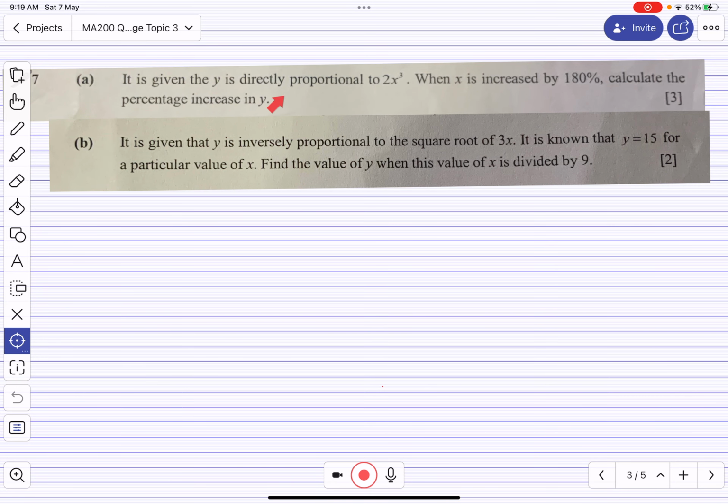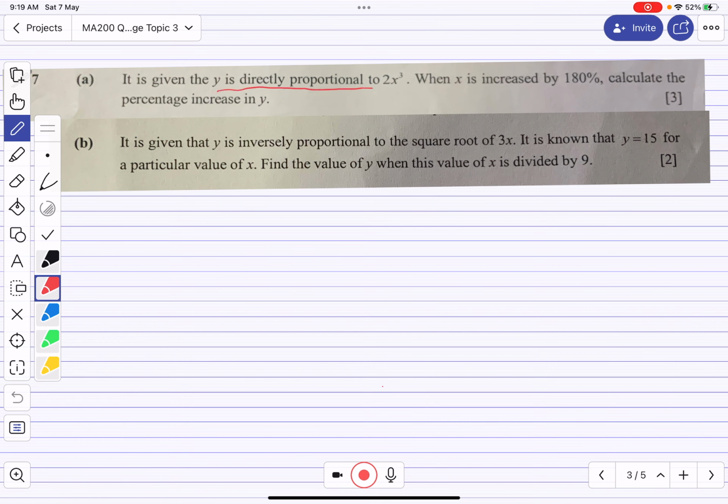It is given that y is directly proportional to 2x cubed, and when x is increased by 180%, we want to calculate the percentage increase in y. Okay, so from here, once you have this equation, I think it's quite straightforward. This will tell you that you have y equals k multiplied by 2x cubed.